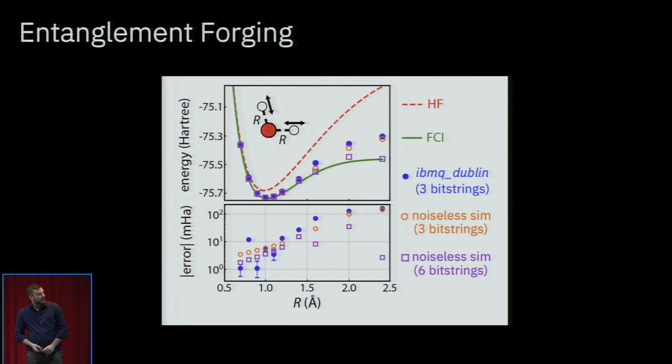And these are the results that we obtained on hardware. This is a simulation of a water molecule obtained using this entanglement forging method, and you can see that the simulation gets better as we increase the number of bit strings that we sample from. That number of bit strings captures how big the initial distribution of Schmidt coefficients we are sampling from is.